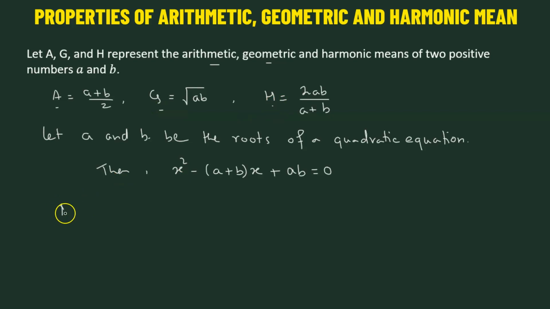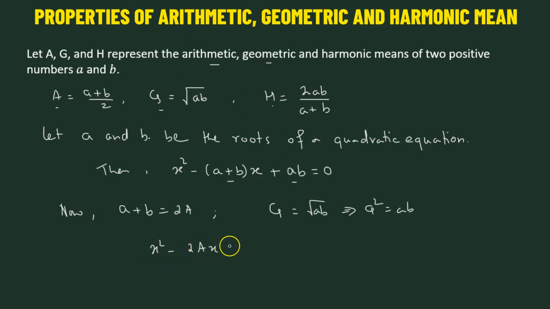Now let's start with the arithmetic progression part. So here we can rewrite A plus B as 2 times the arithmetic mean. And if we consider the geometric mean, then G will be simply equal to the square root of AB. But we need AB, so squaring both sides gives us G squared equals AB. So that means we can replace AB with G squared and A plus B with 2A, such that we get x squared minus 2 times A times x plus G squared equals 0. So this is going to be the required quadratic equation in terms of the arithmetic mean and geometric mean, provided we know the arithmetic and the geometric mean of A and B.